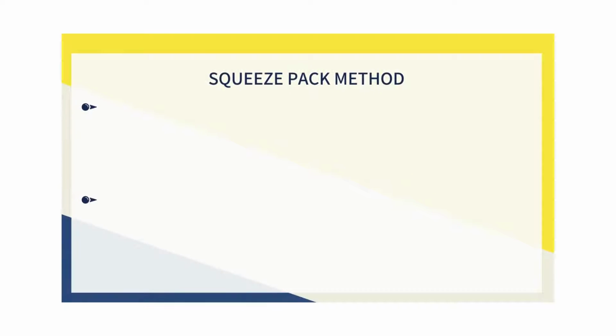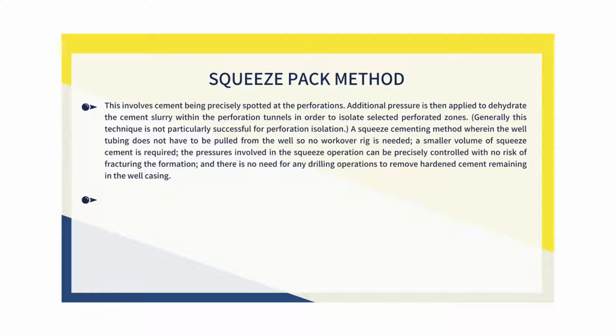Squeeze pack method. This involves cement being precisely spotted at the perforations. Additional pressure is then applied to dehydrate the cement slurry within the perforation tunnels in order to isolate selected perforated zones. Generally, this technique is not particularly successful for perforation isolation.